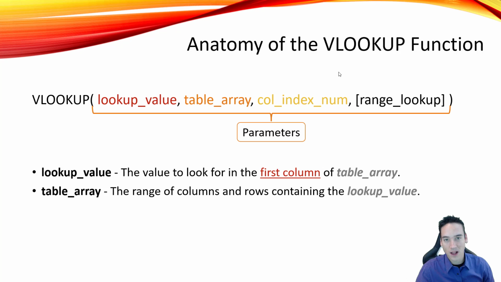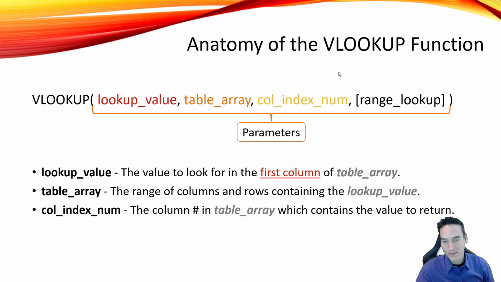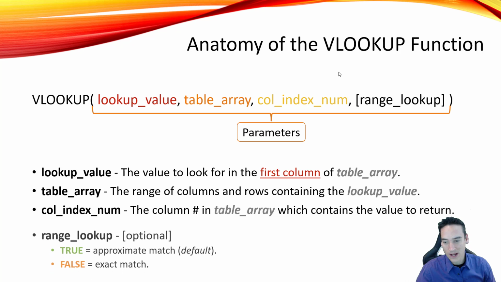The second parameter is the table array itself. So this is the range of columns and rows that you're going to feed into the VLOOKUP function. And again, the first column must contain the value that you're going to look up. The third parameter is the column index number of the column containing the value that you want to return back. Okay, so if I gave, let's say, 4 columns and I want to return the third column back, then I need to put a 3 into this option to get the value back from that table array that I've selected.